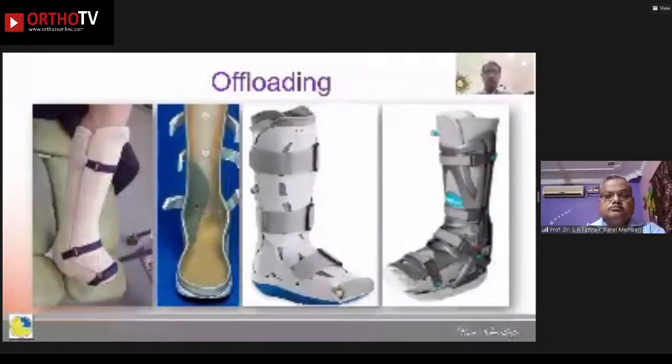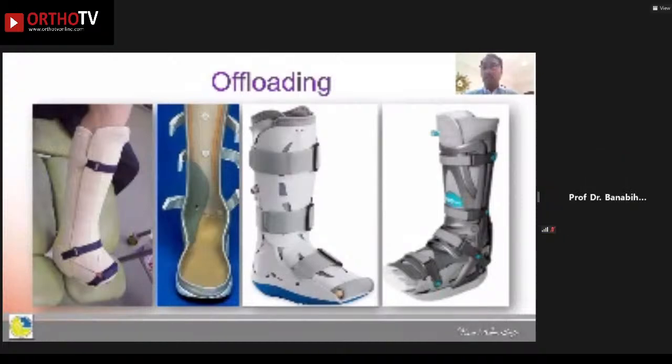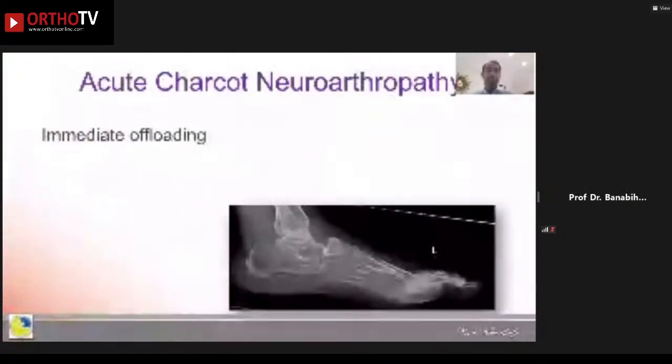In addition to the total contact cast, which is considered the gold standard, one can consider a bivalve total contact cast or a clamshell Aircast walker, or even commercially available braces if the foot shape is normal.